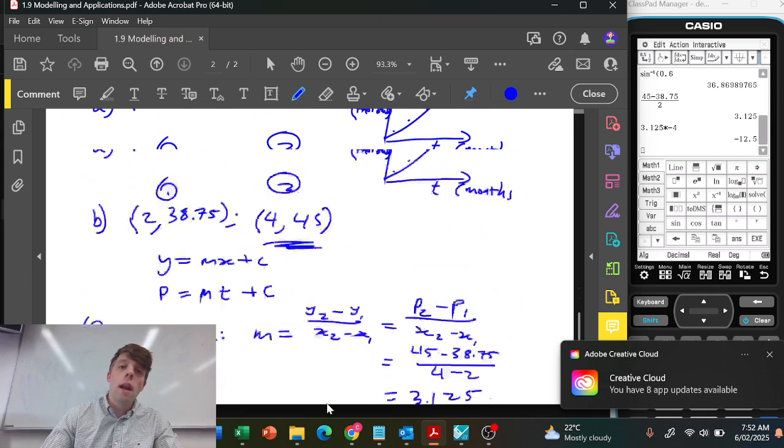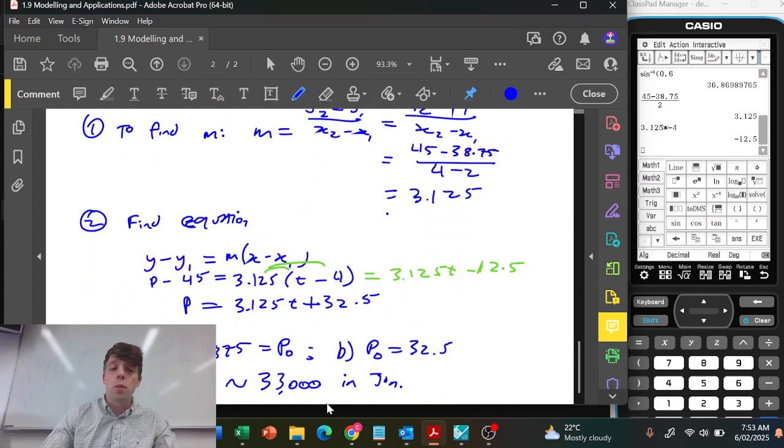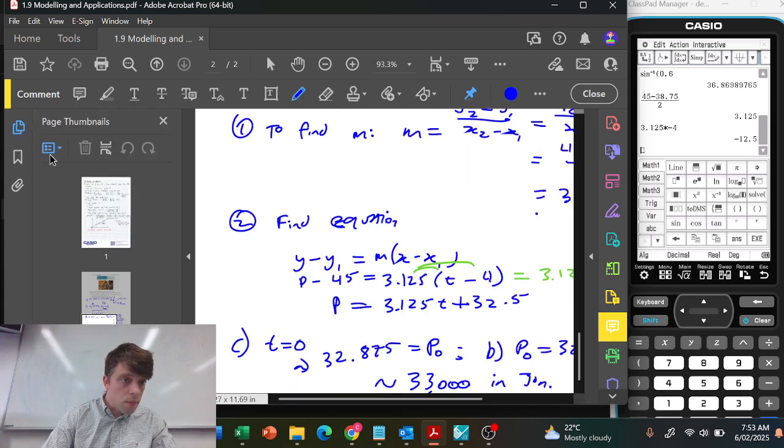But of course, we don't actually have data related to January. We've only started 1 month after January. So what we're actually doing here is we are extrapolating on the data because we're looking at data that lies outside of this range. So we're not completely sure about this prediction, but it's going to be somewhere around 33,000 according to these calculations that I've just done here. All right, let's move down slightly.